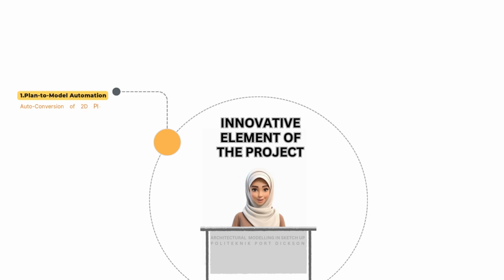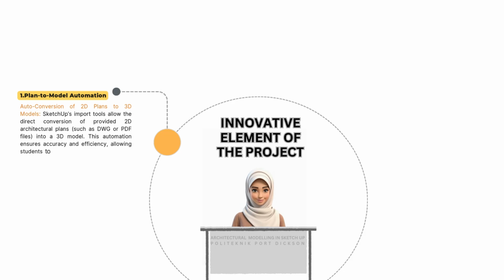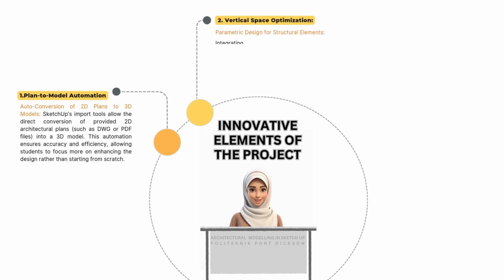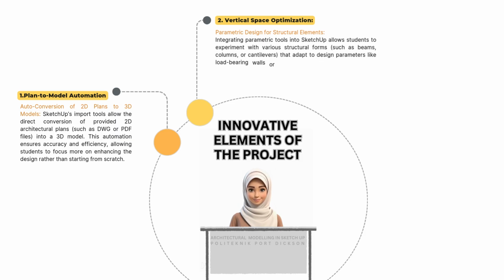Plan to model automation. Auto-conversion of 2D plans to 3D models. This automation ensures accuracy and efficiency, allowing students to focus more on enhancing the design rather than starting from scratch. Vertical space optimization. Parametric design for structural elements.